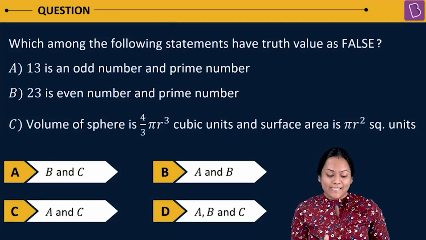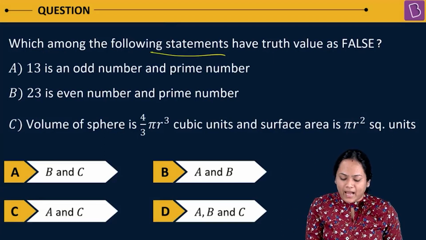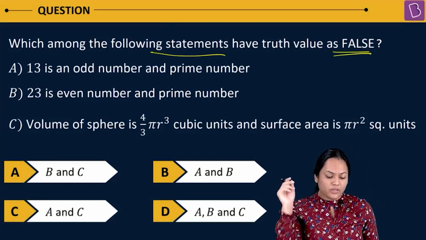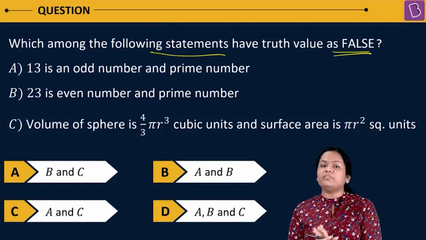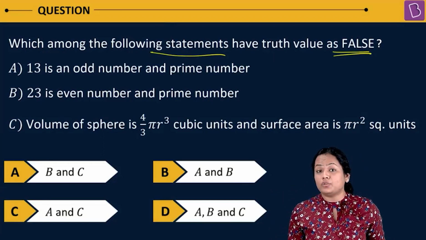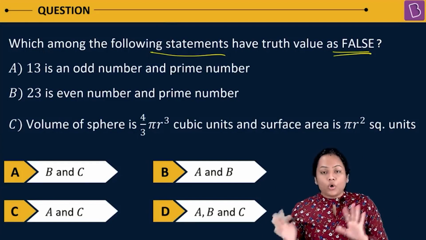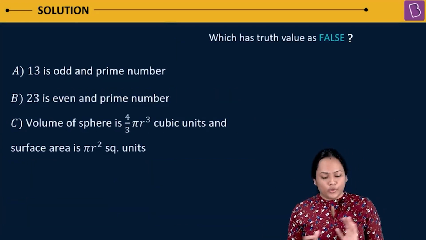In this question, it's saying which of the following statements have truth value as false. Okay, so they have given us three options here, A, B, and C, and we have to find out which of these will have their truth value as false. Okay, so let's quickly move on to the solution part.